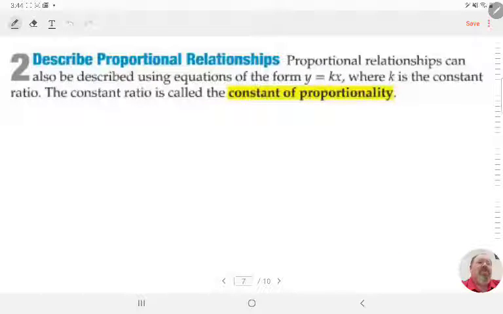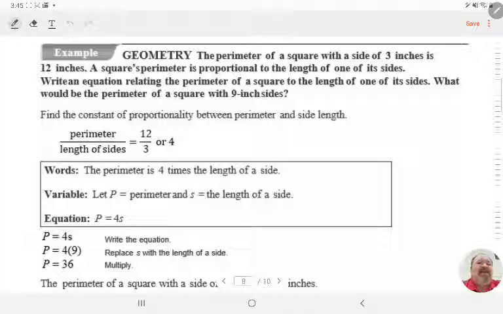All right. So we can use that, proportional relationships can also be described using equations in the form of y equals kx. K is the constant ratio. The constant ratio is called the constant of proportionality. So let's see how that's done. It says the perimeter of a square with a side of 3 inches is 12 inches. A square's perimeter is proportional to the length of one of its sides. Write an equation relating the perimeter of a square to the length of one of its sides. What would the perimeter of the square with 9-inch sides?